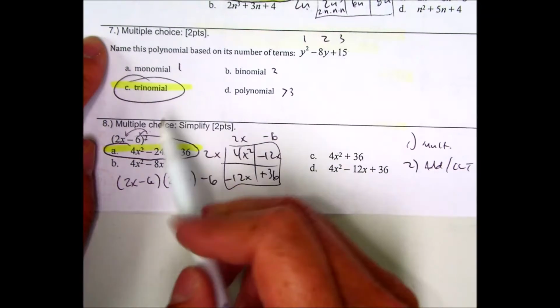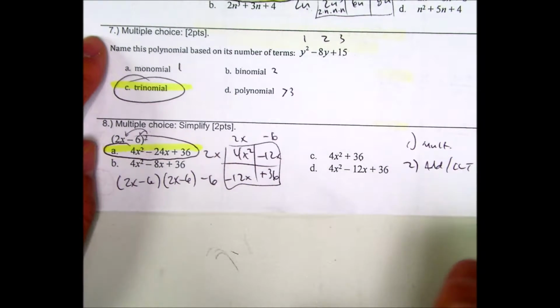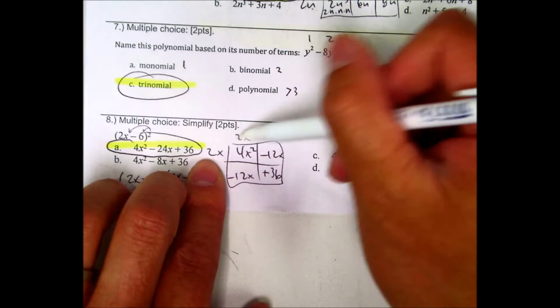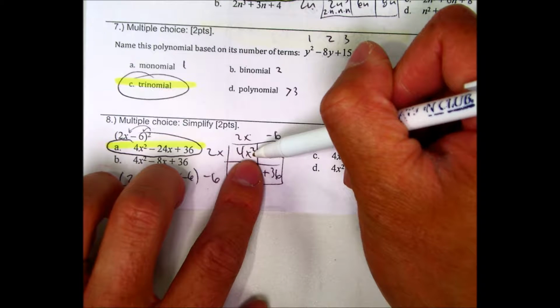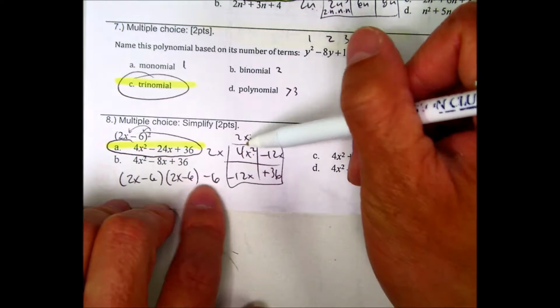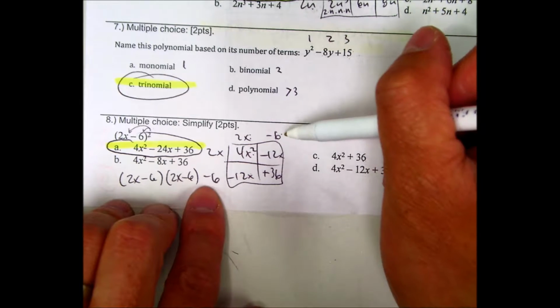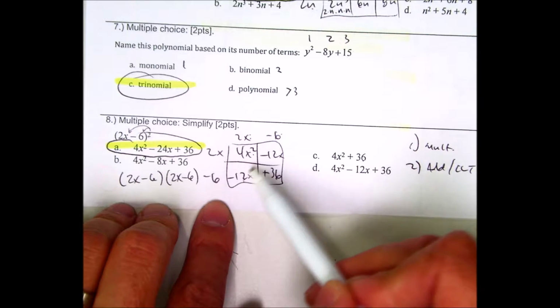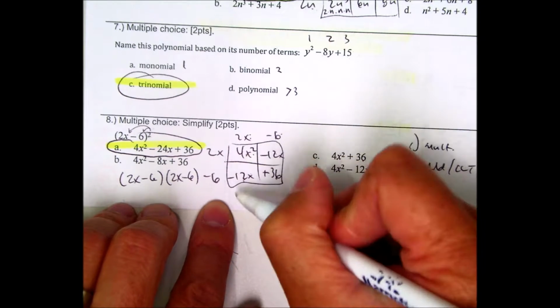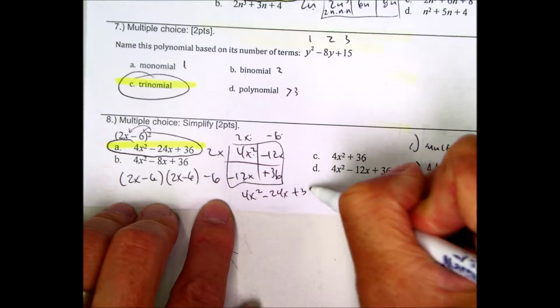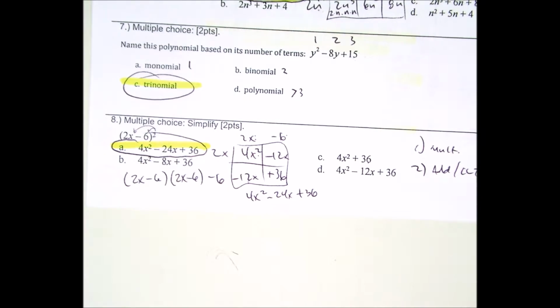A binomial times a binomial is going to give you a box. So anytime you're multiplying there, that's where we've been using that box area model. Same thing, multiply then add. 2x times 2x is 4x squared. 2x times negative 6 is negative 12x. Again, 2x times negative 6 is negative 12x. Negative 6 times negative 6 is positive 36. And these two are like terms, so I'll get 4x squared minus 24x plus 36, and that'll be choice A.